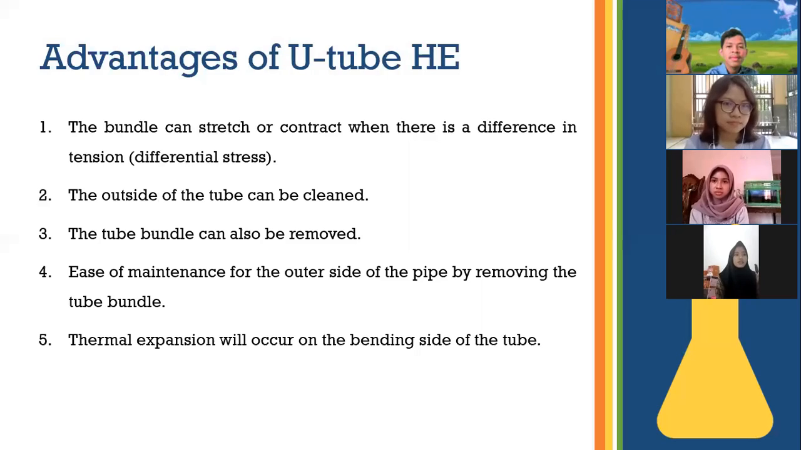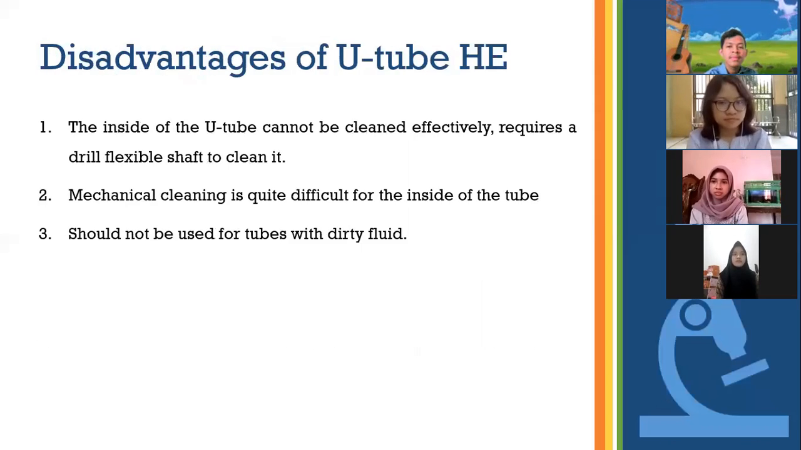Advantages of the U-tube heat exchanger: the first, the bundle can expand or contract when there is a temperature difference. The second, the outside of the tube can be cleaned. The third, the tube bundle can also be removed. The fourth is maintenance of the outer side of the tube by removing the tube bundle. And the fifth, thermal expansion will occur on the bending side of the tube.